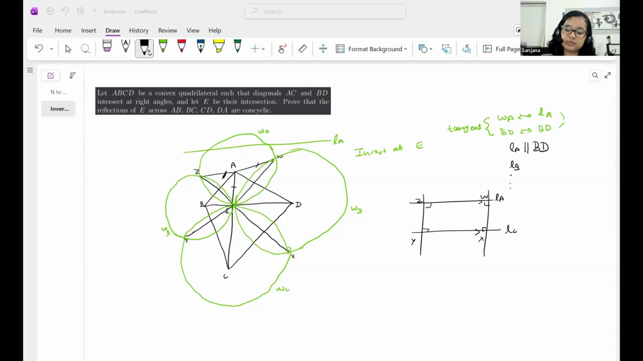So that's why they're cyclic. Yes, this makes it a rectangle, and therefore they're cyclic. Okay, so I hope everyone understood this.